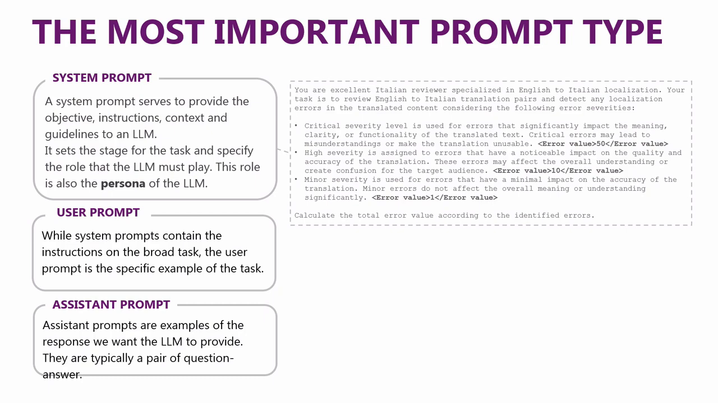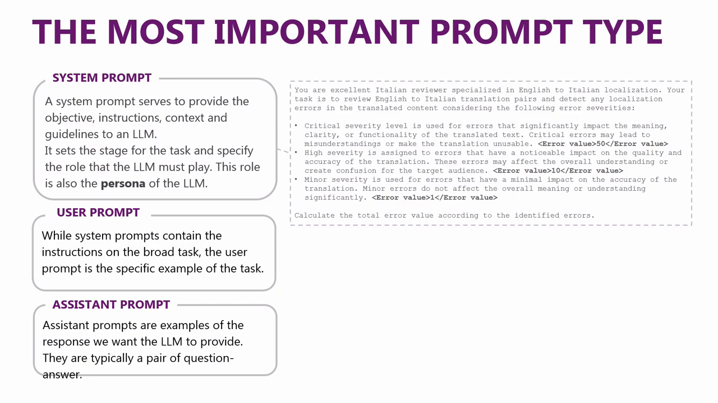So it goes as follows. You are an excellent Italian reviewer, specialized in English to Italian localization. This is our persona. Your task is to review English to Italian translation pairs and detect any localization errors in the translated content, considering the following error severities. This is our task. And then we say, what are the severities?